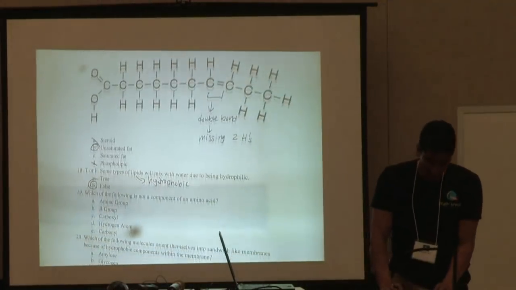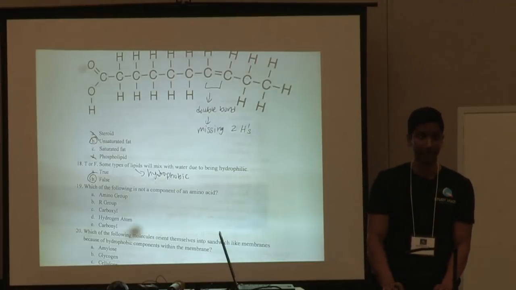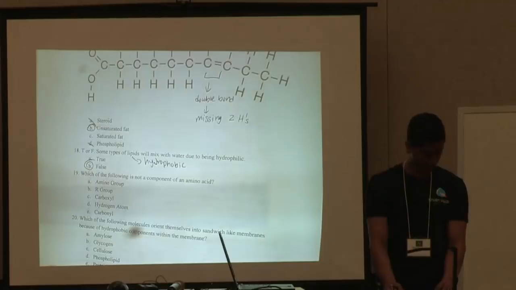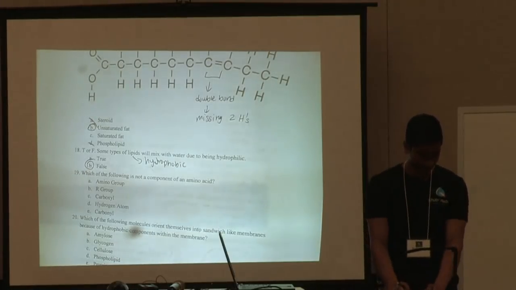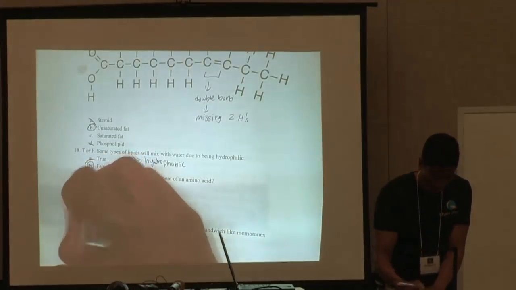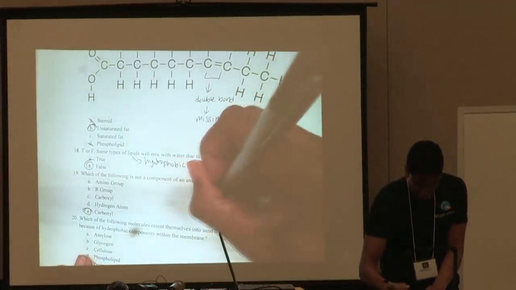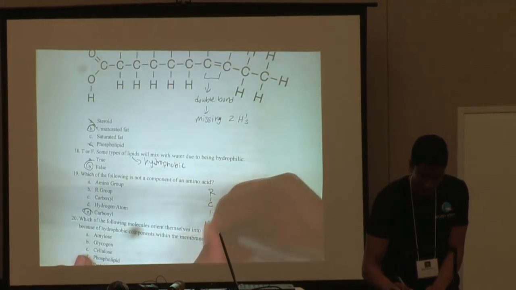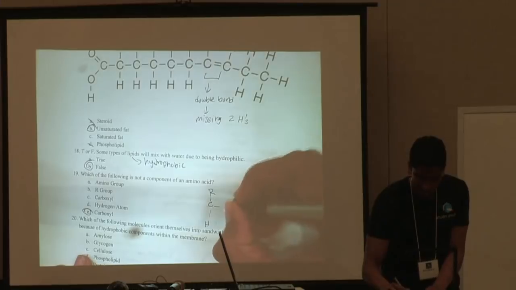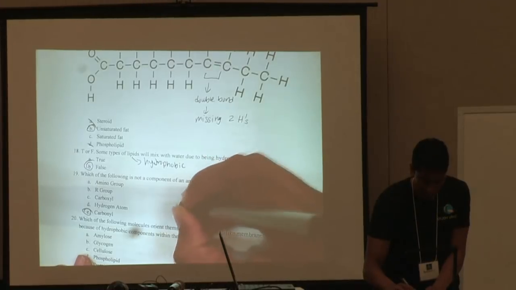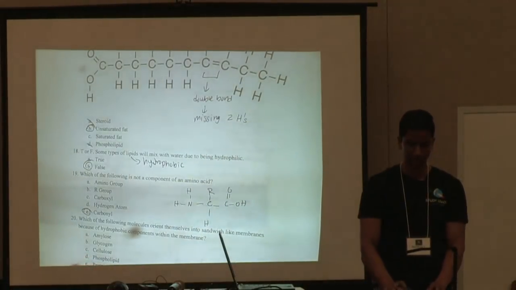Good. Which of the following is not a component of an amino acid? What is it? Carbonyl. Good. So the basic structure of an amino acid is something like this. It has an R group, hydrogen, carboxyl, and an amino group.